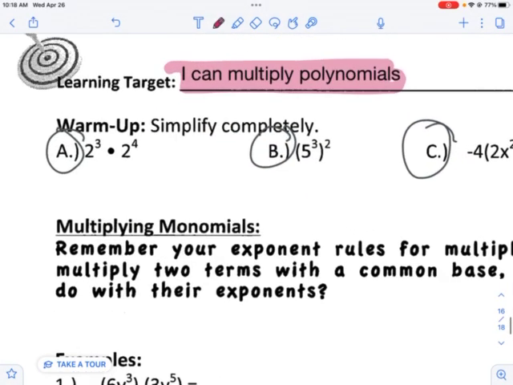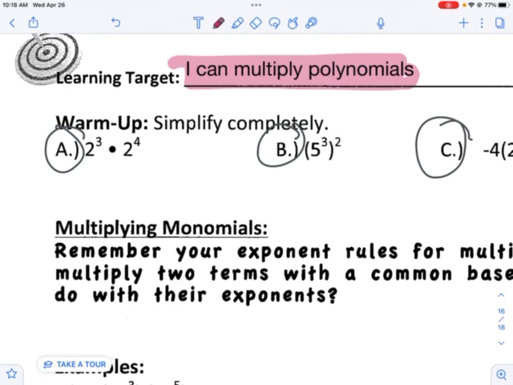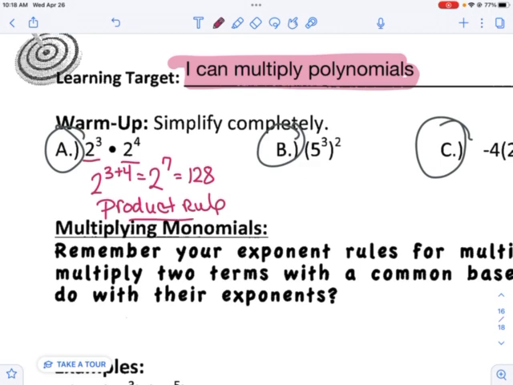All right, well, hopefully you had a chance to try them. And so we have 2 to the third times 2 to the fourth. We have these like bases, so we can add the exponents and get 2 to the 7th power, okay, which really is 128. That's the product rule. We'll be using the product rule a lot today.